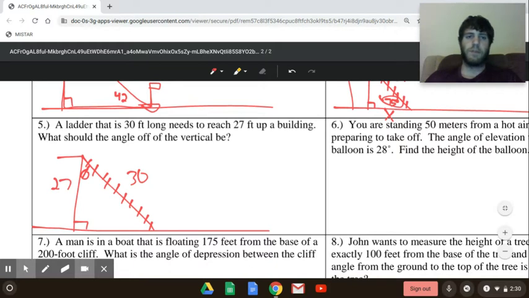Right? What should the angle off of the vertical be? You know, that really doesn't make much sense. I think they're talking about the angle of elevation. So I think we're really looking for this angle, right? And if you're solving for an angle, you're using inverse. And then you got to figure out which inverse function you want to use.